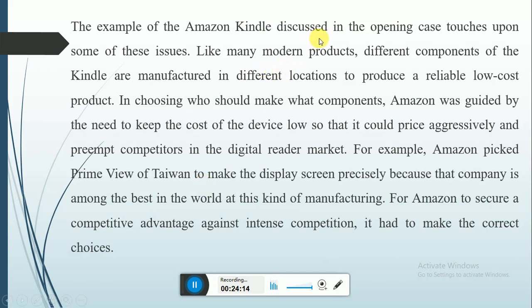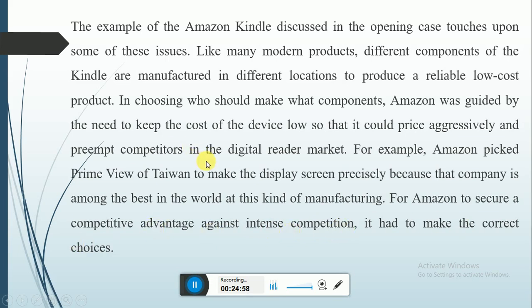So the example of Amazon Kindle discussed in the opening case touches upon some of these issues. Like many modern products, different components of the Kindle are manufactured in different locations to produce a reliable, low cost product. In choosing who should make what component, Amazon was guided by the need to keep the cost of the device low so that it could price aggressively in competition with print and other digital readers. For example, Amazon picked Prime View of Taiwan to make the display screen precisely because that company is among the best in the world at this kind of manufacturing. For Amazon to secure a competitive advantage against intense competition, it had to make the correct choices.